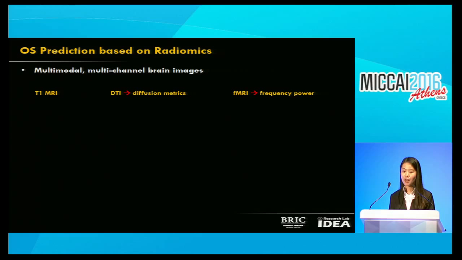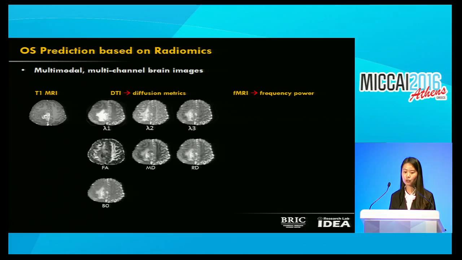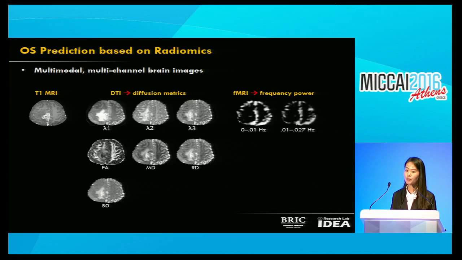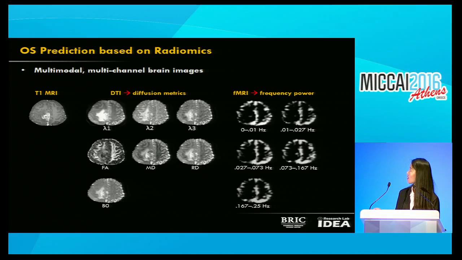For T1 MRI, we use contrast-enhanced T1 images. For DTI, we compute multiple diffusion metrics. Each of them is one channel, so for DTI data we have multi-channel images. For functional MRI, we compute frequency power at different frequency bands. These are the multi-channel images for functional MRI. The local imaging features are then extracted from all of these images. Next, I will introduce more details about this method.